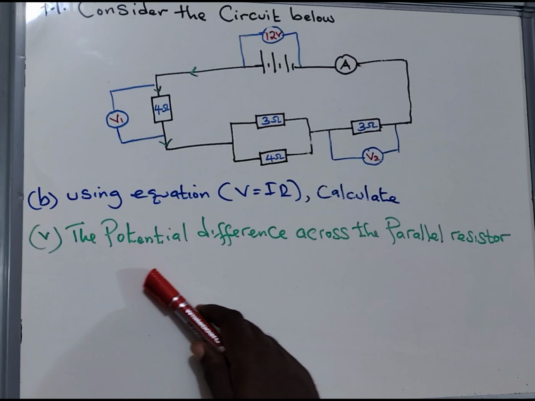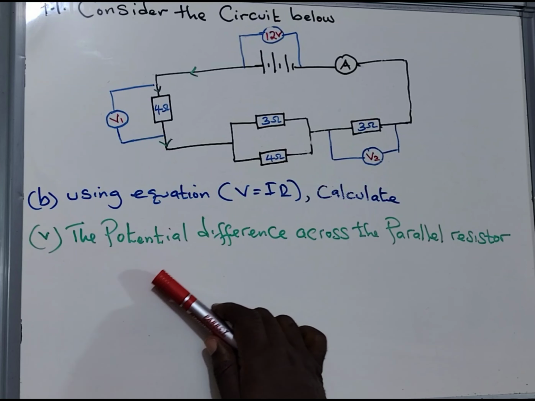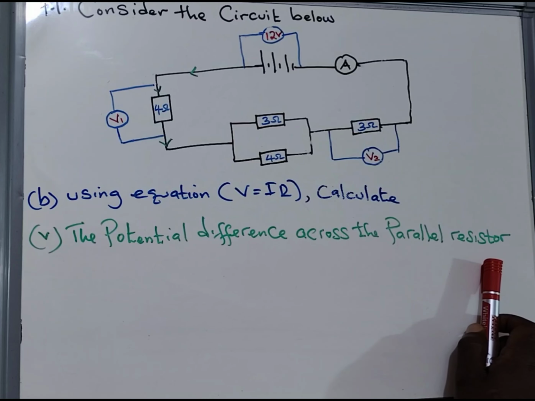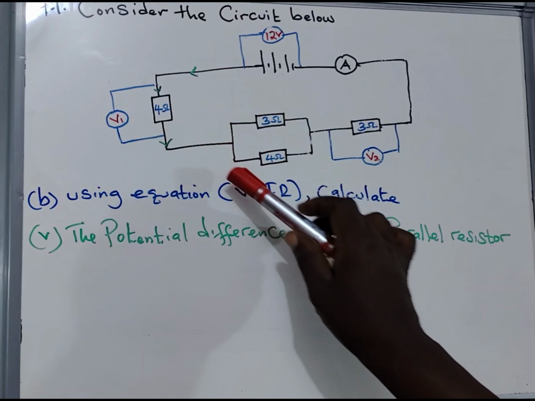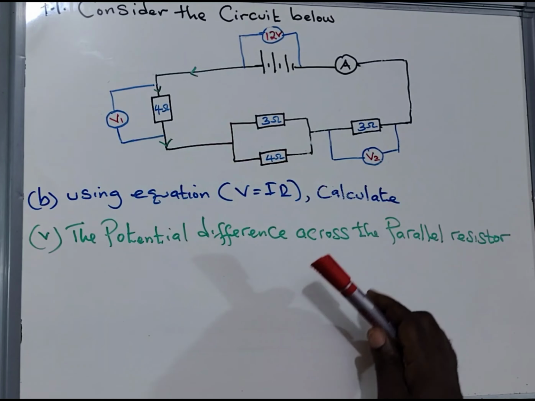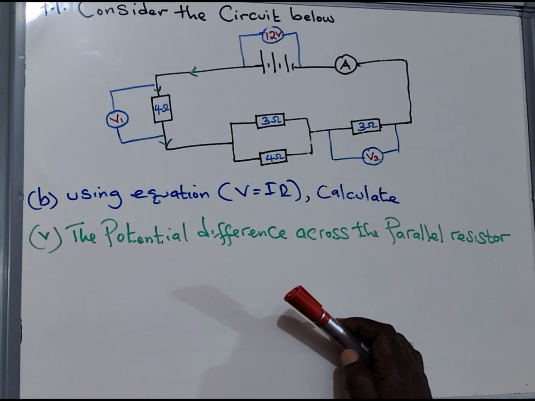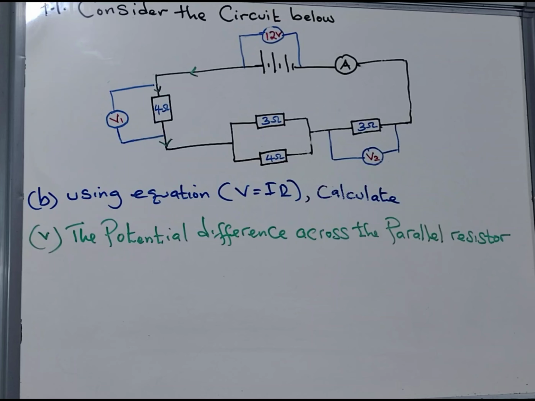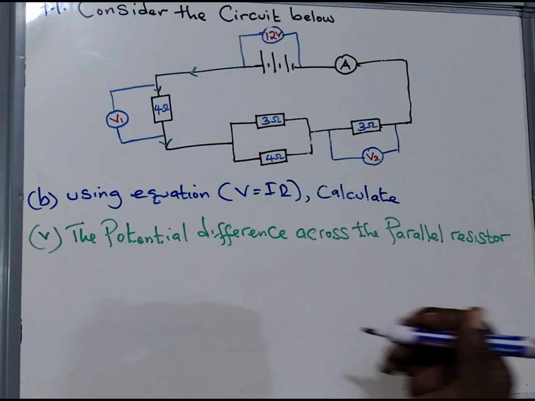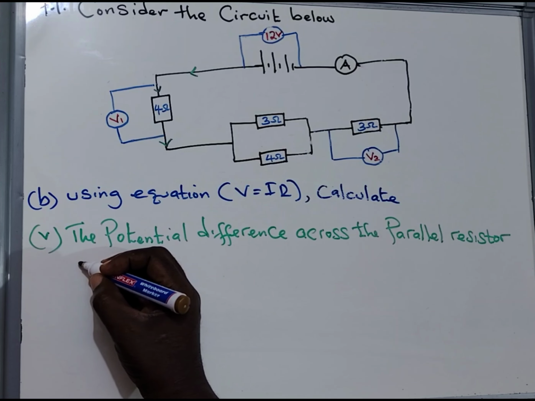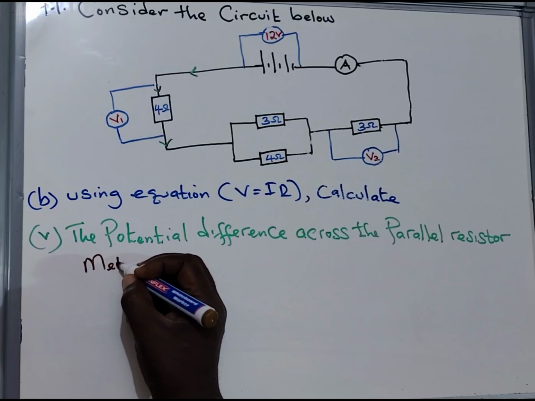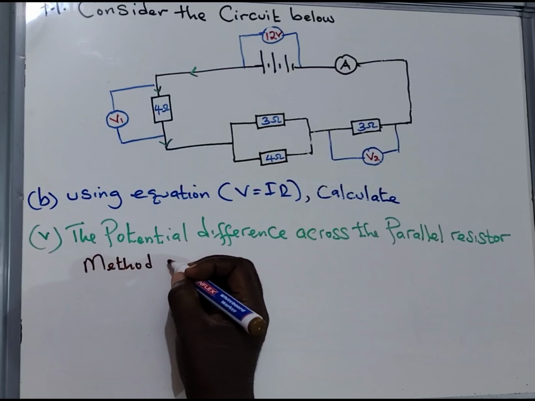Yeah, so comes this question saying calculate the potential difference across the parallel resistor. This is the parallel resistor we are talking about. Okay? And how do you go about that? So, to answer that question, there are two approaches. Both of them are okay. Let us try to use method one.